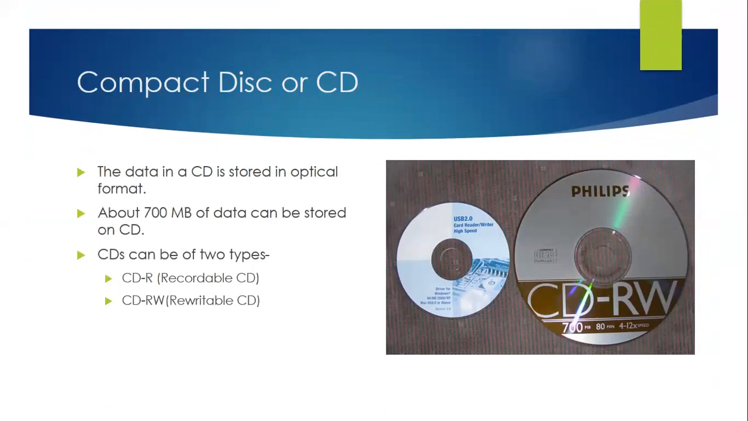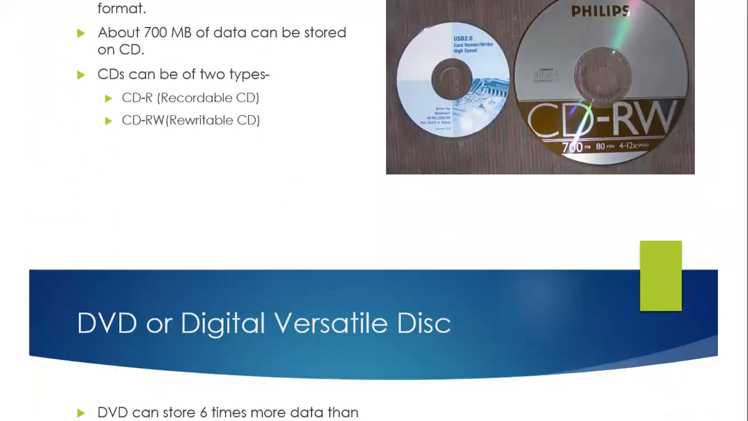Compact disc or CD. The data in a CD is stored in an optical format. About 700 megabytes of data can be stored on a CD. CDs can be of two types: CDR or recordable CD, and CDRW, rewritable CDs.